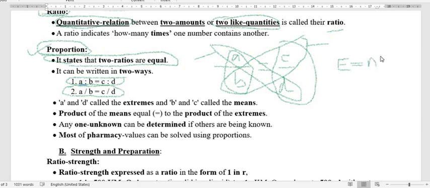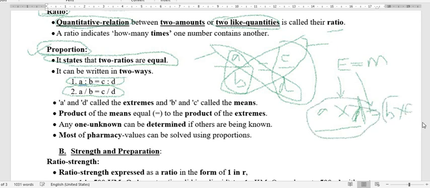So what is extreme? The extreme is the product of A and D, and the mean is the product, or multiplication, of B into C. So this is the formula: extreme is equal to mean, and you are representing this in the form of ratio. So this comes under proportion.